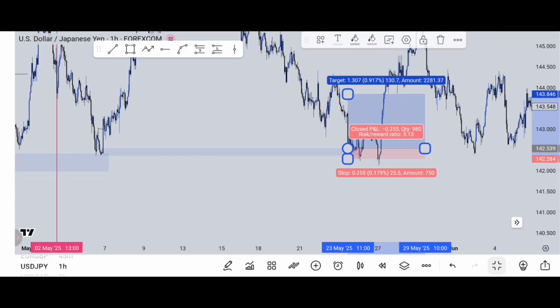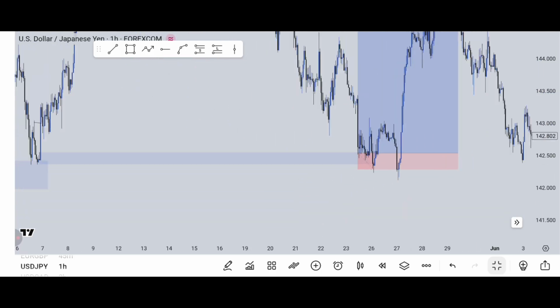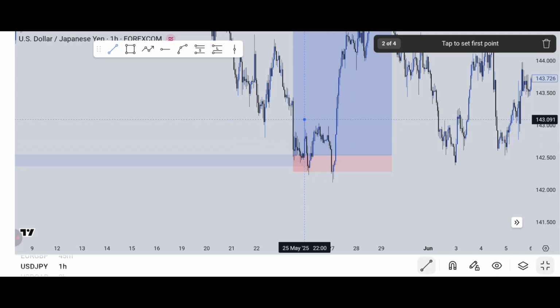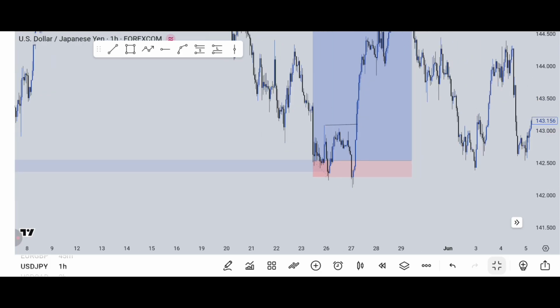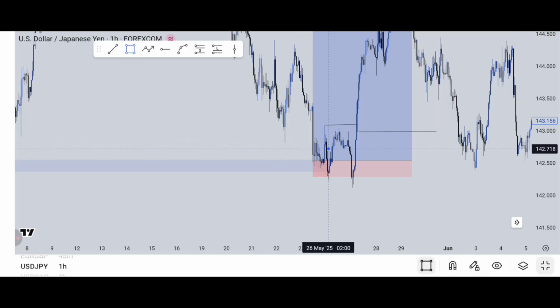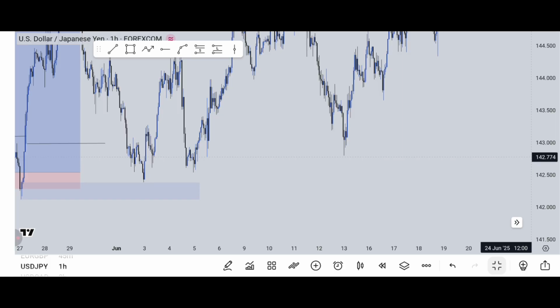This one failed. Even if it fails, I'll still keep looking for more entries. So we see a double break of structure entry here. First break, second break, third break. Mark my inducements, which is around this region. Single candle pullback. Then I'll mark my order block, where I want price to come into before buying.